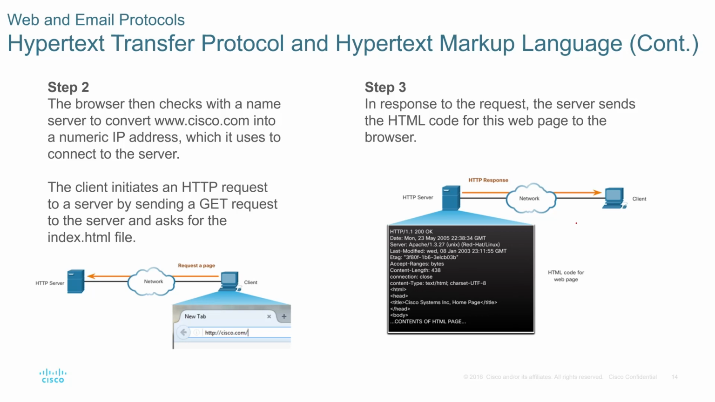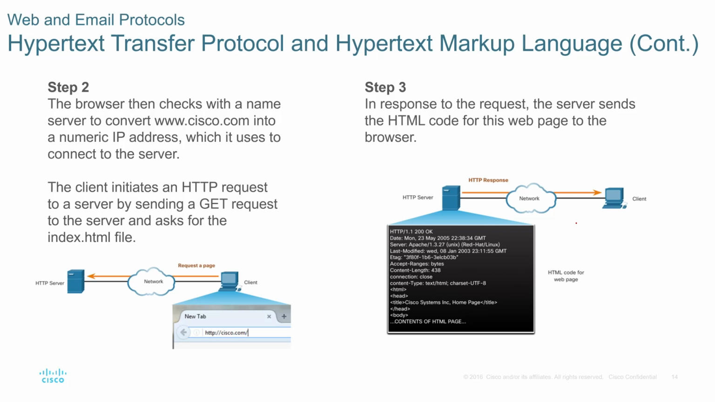Step 2, the browser would then check with the name server to convert www.cisco.com into a numeric IP address. You must remember that the computer does not understand the name. They work simply by IP address. It uses that IP address to connect to the server. The client will then initiate an HTTP request to a server by using a GET command. So it will say, get a particular file from the server.